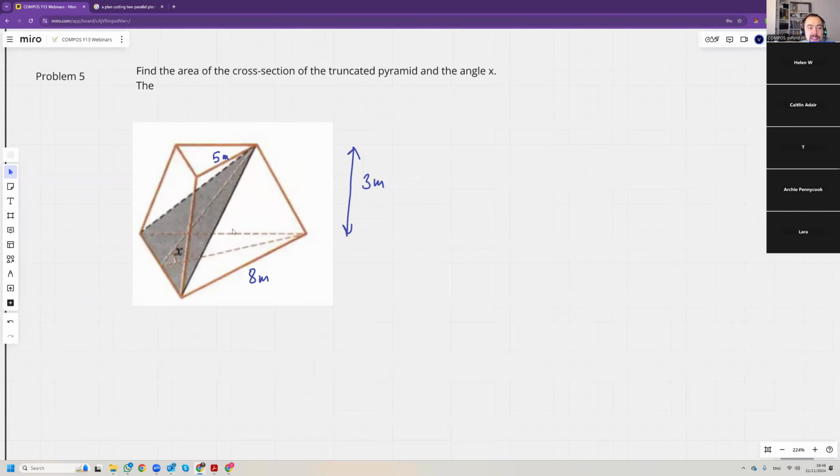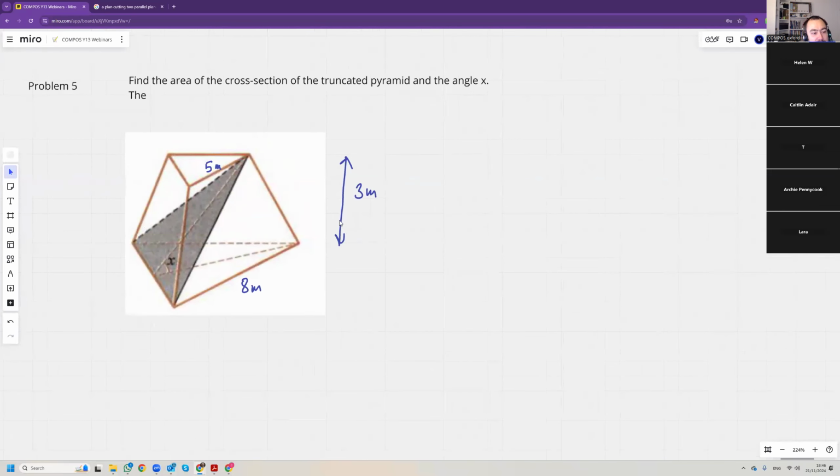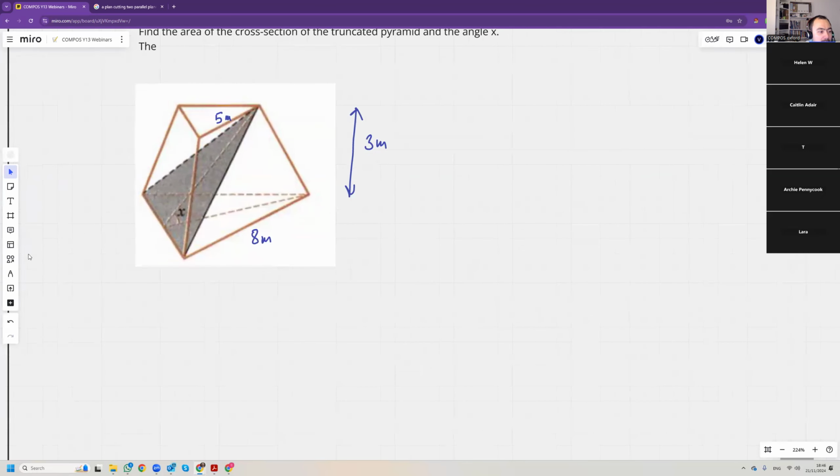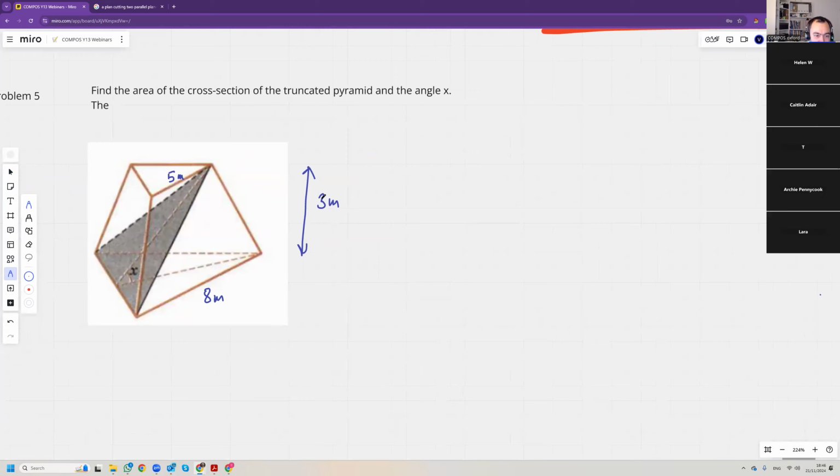Find the area of the cross section of a truncated pyramid, and also find the angle x. So the angle x is the angle between the base plane and the plane here. So this is 5 meters. This is 3 meters. So a very big pyramid. Truncated pyramid. Find the area of the cross section.